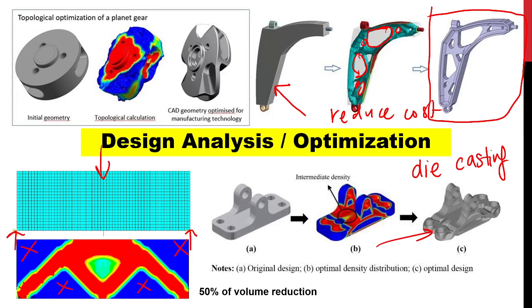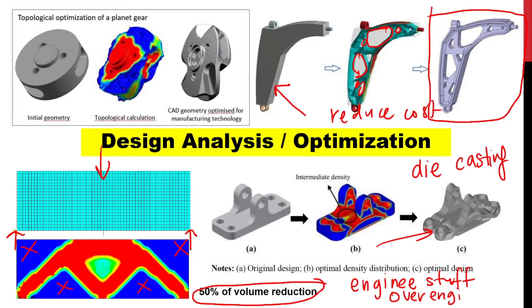So the structure can optimize according to the loading direction. This will save maybe 50% volume reduction, depending on how low you want to go. So we always engineer stuff, right? Engineer stuff. We do not over-engineer stuff. Over-engineer tak bagus. It is highly costly. And most of the time it is very heavy.